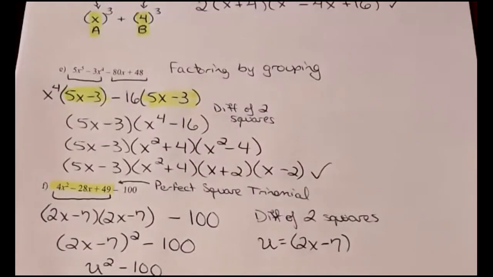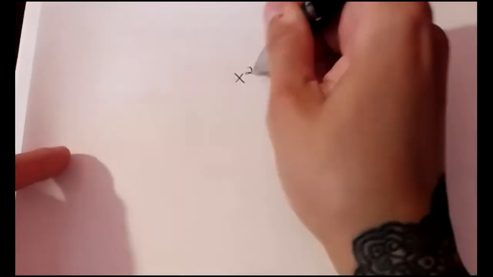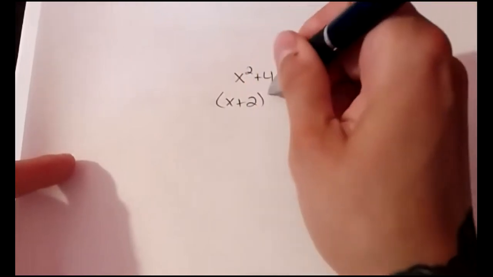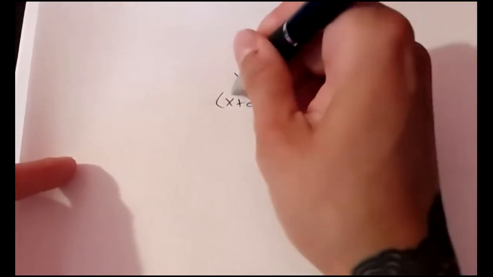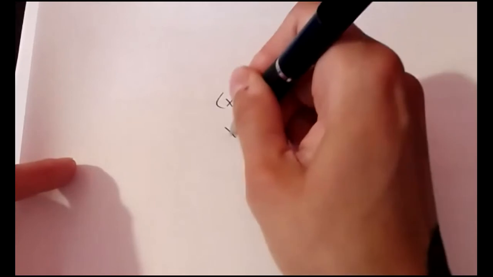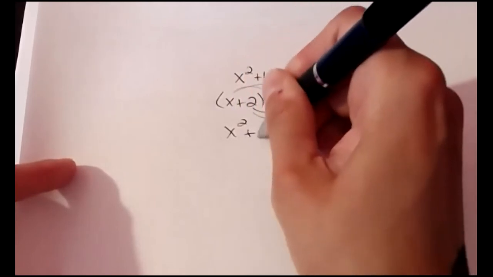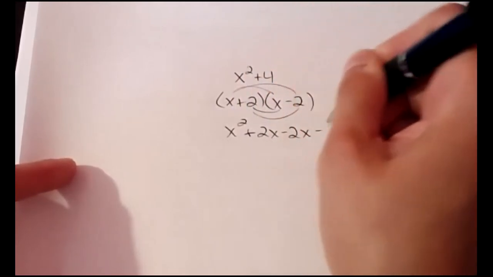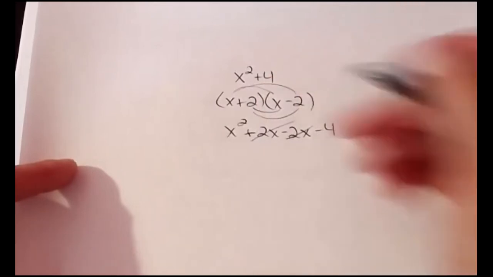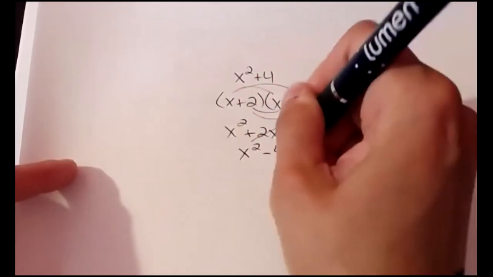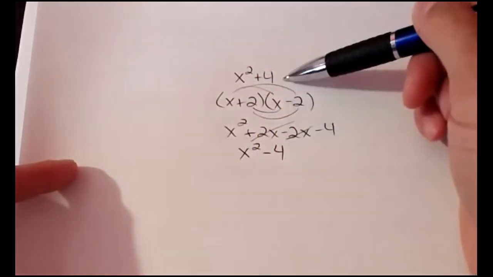By the way, if you took x squared plus 4, and let's say that you factored it as x plus 2 times x minus 2, you know that you're going to end up with x squared minus 4. I'm going to prove that to you real quick. Notice these two cancel, and you're left with x squared minus 4, which is not what we started with.